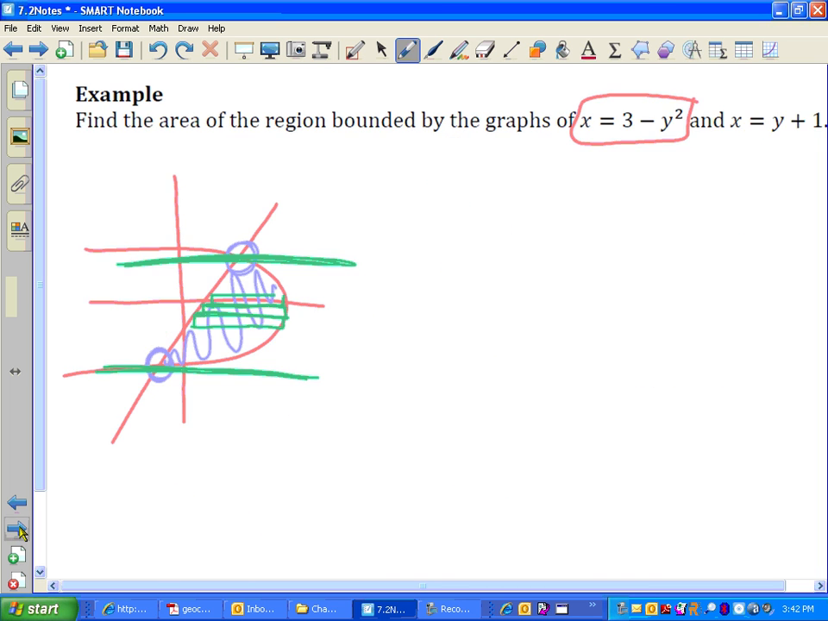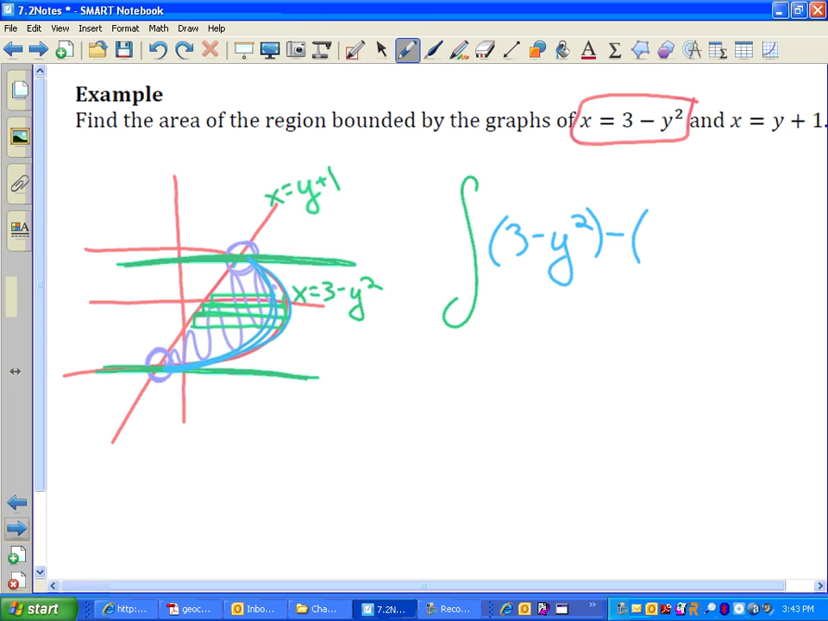So easy enough. I have, this is obviously my x equals 3 minus y squared. This question is nice because it's already set equal to x for us. And just like I did before with doing the top function minus the bottom function, I'll just do the function that's further to the right minus the function that is further to the left. So this one is to the right. So I have 3 minus y squared minus the function on the left, which is the y plus 1. Okay, and I'm integrating between, well, y equals something and y equals something.